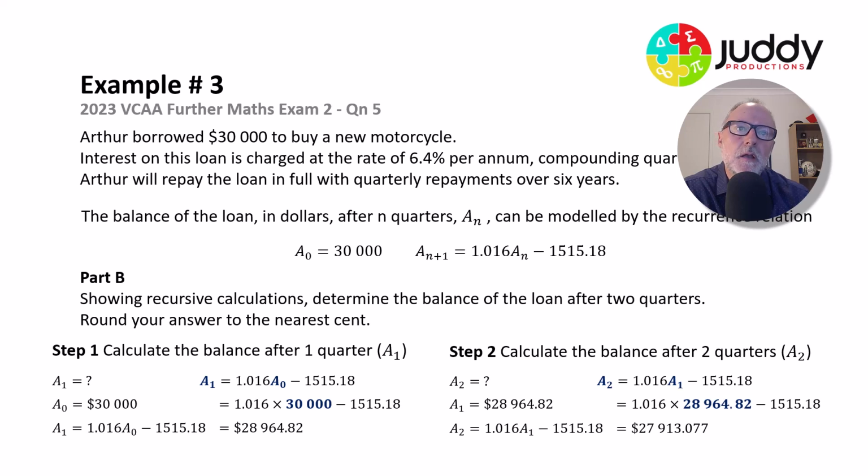$27,913.077. Now, when we look at the question carefully, it says we need to round our answer to the nearest cent. So of course, the 0.077 rounds up to 0.08 of a dollar or 8 cents. So our balance of this loan after 2 quarterly repayments, known as A2, is $27,913.08.